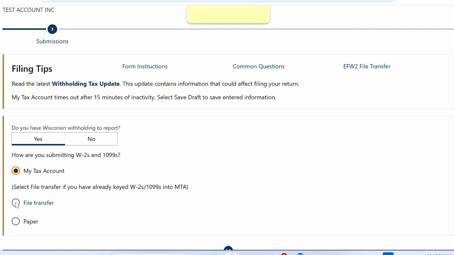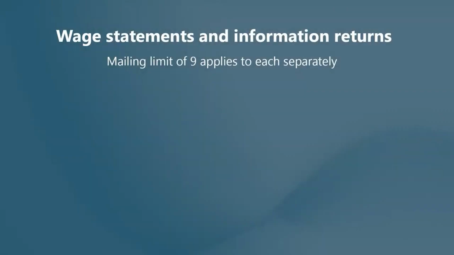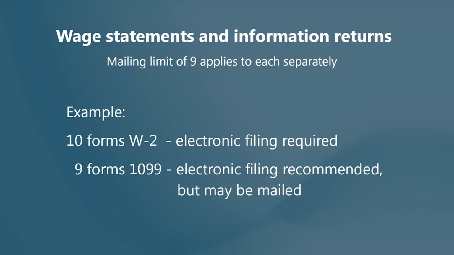If you previously entered them in My Tax Account using the standalone W-2 1099 submission function, or you generate a text file through your own software, select File Transfer. Wage statements and information returns may only be mailed to the department if there are fewer than 10. This limit applies to wage statements for each information return type separately. For example, if you have 10 W-2s and 9 1099 NECs, you must electronically file the W-2s. However, 9 1099 NECs are under the limit and may be filed by mail.